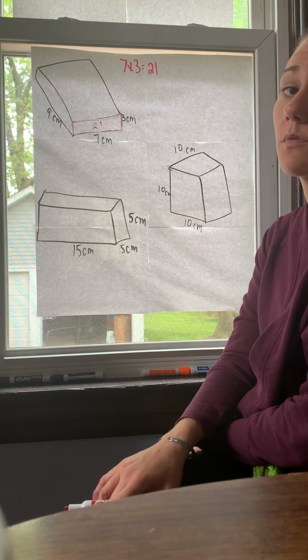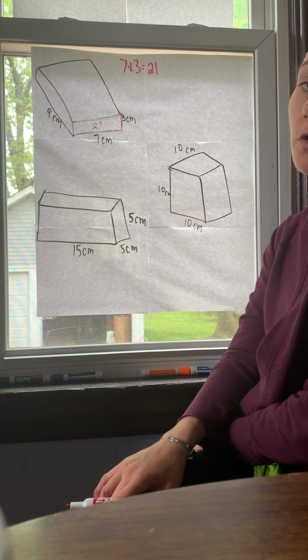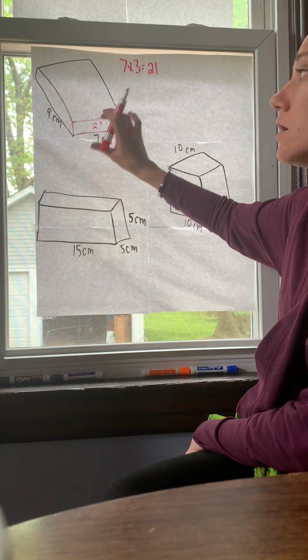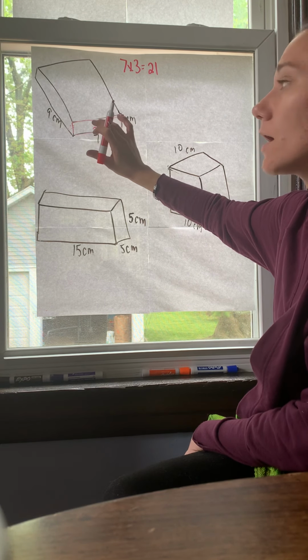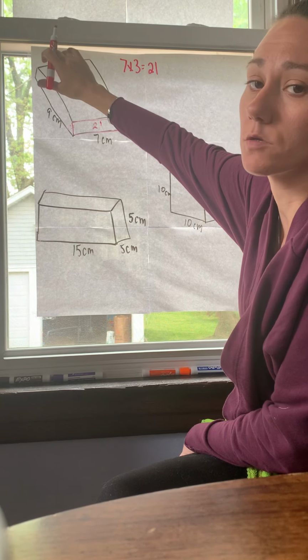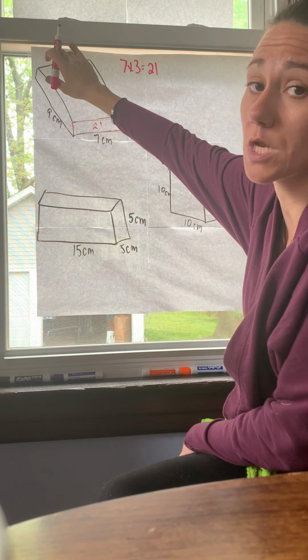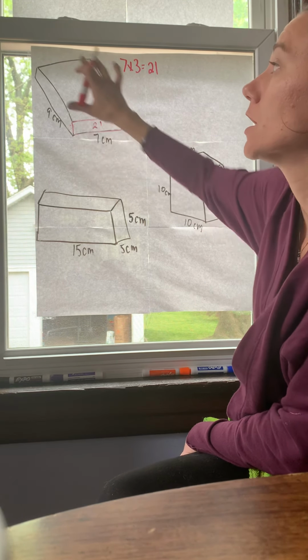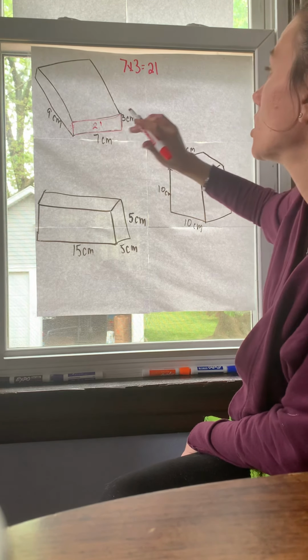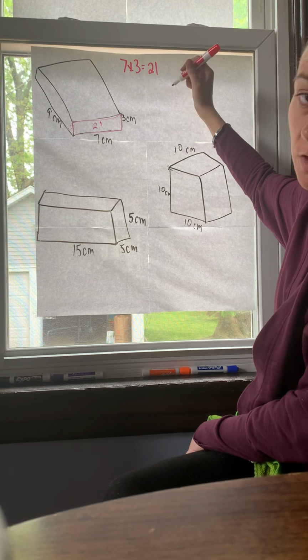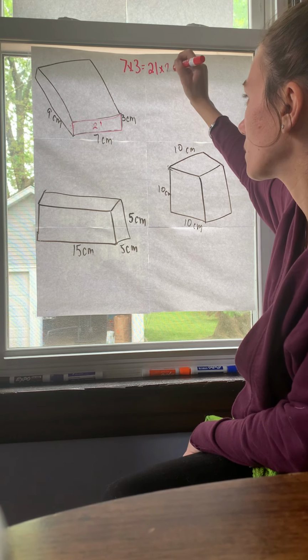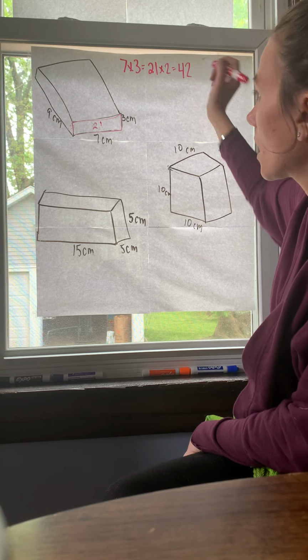But you have to remember, when you look at this, this looks like a cereal box to me. This is the top flap of the cereal box. You need to remember that there's also one behind here. So it's not just 21 here, it's also 21 here. So you can do another 7 times 3, or you can just multiply 21 times 2, and you get 42.